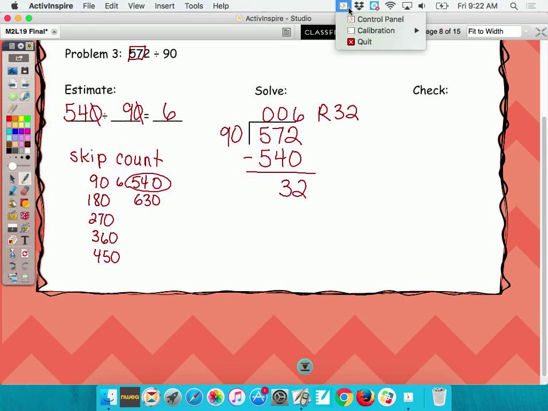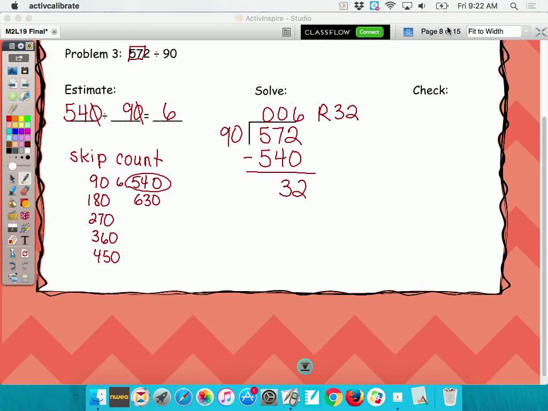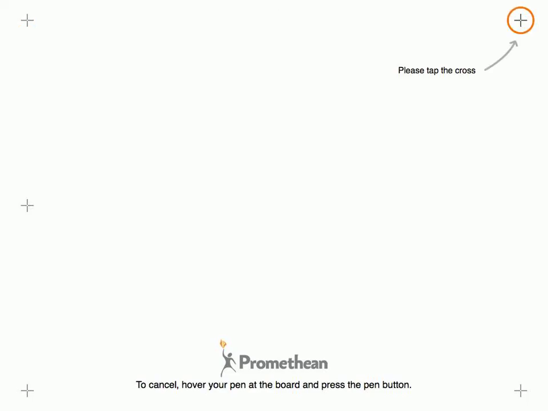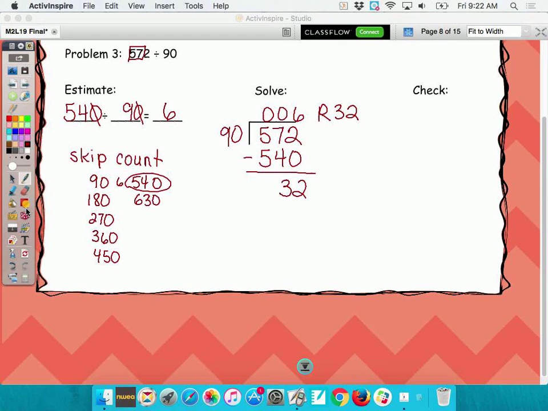I've got to calibrate real quick. Why do you have to do that? The pen wasn't writing where I was pushing.